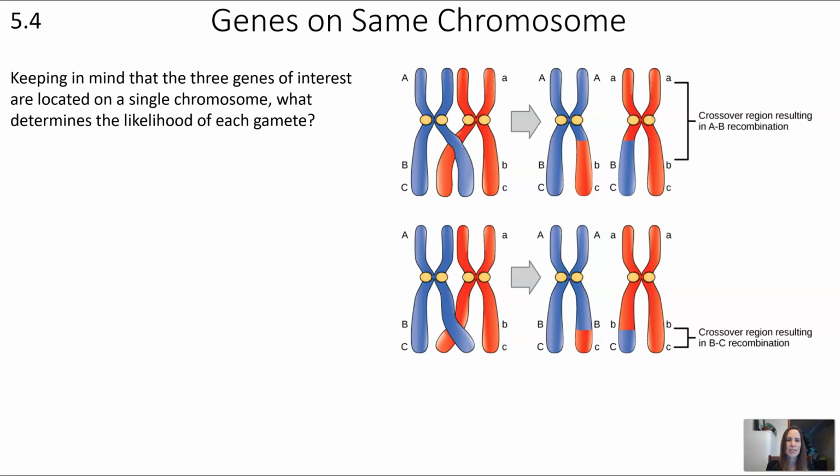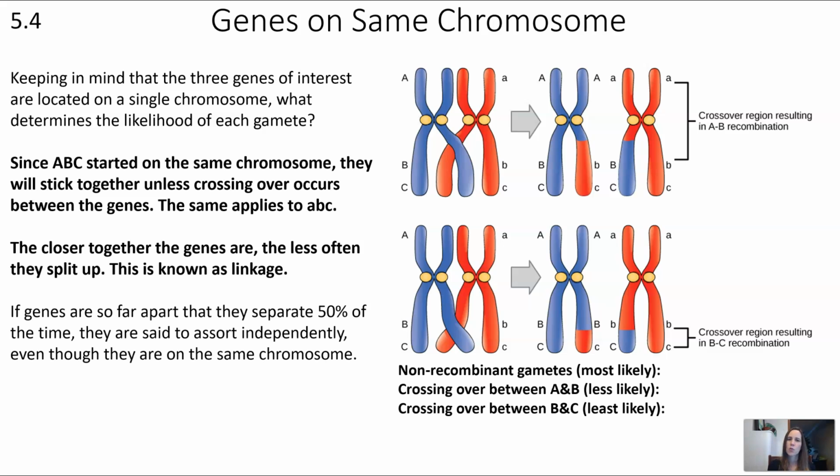So based on this example, what determines the likelihood of each gamete that can be produced here? In the case of the genes being on the same chromosome, not all of the gamete possibilities are going to be equally likely. Because big A, big B, and big C all started on the same chromosome, those are going to stick together unless crossing over happens in between to break them up. Same applies to little a, little b, and little c.